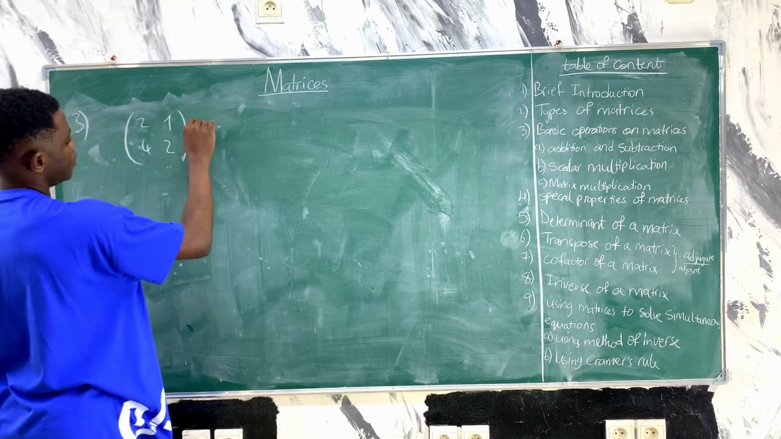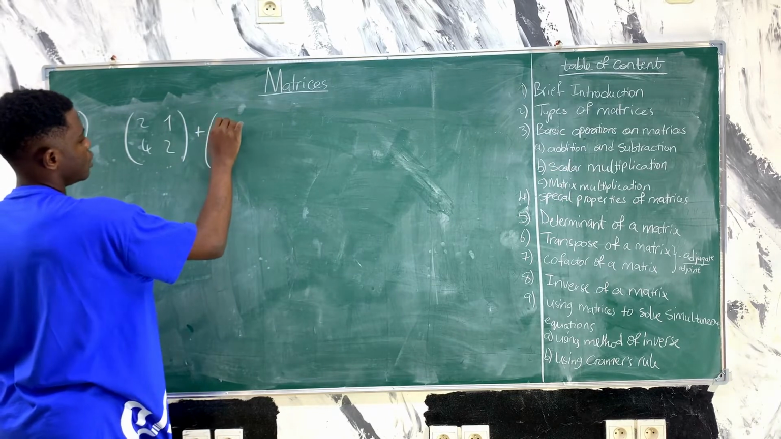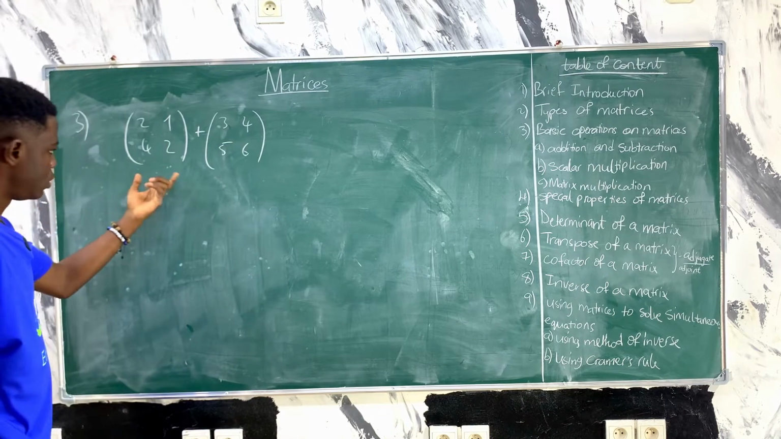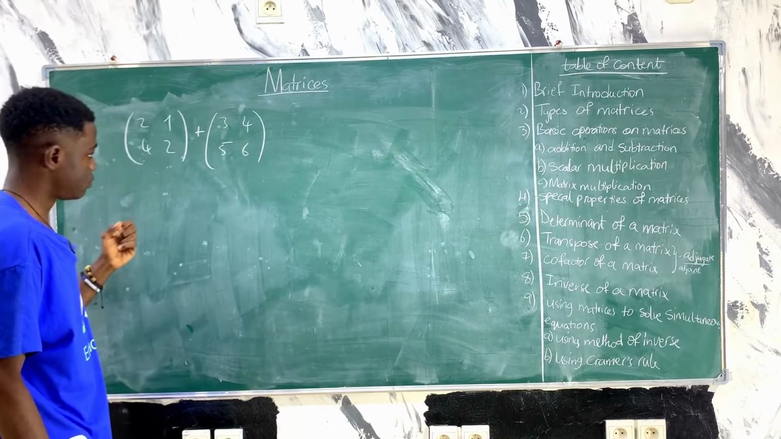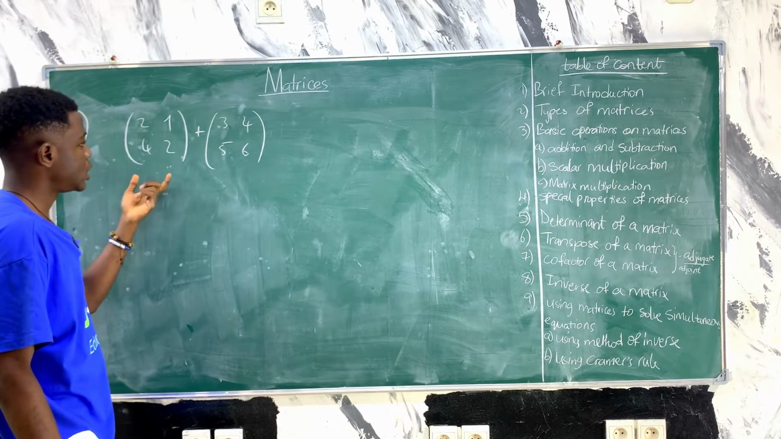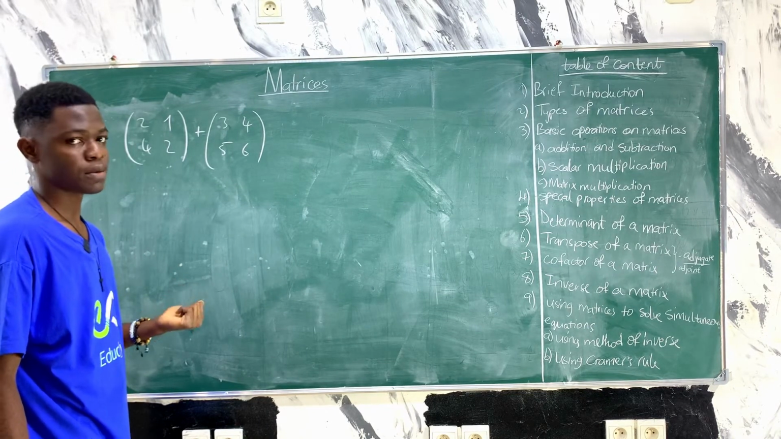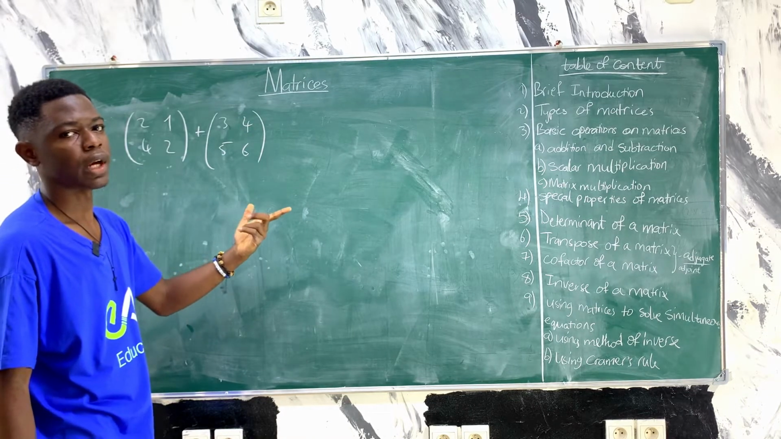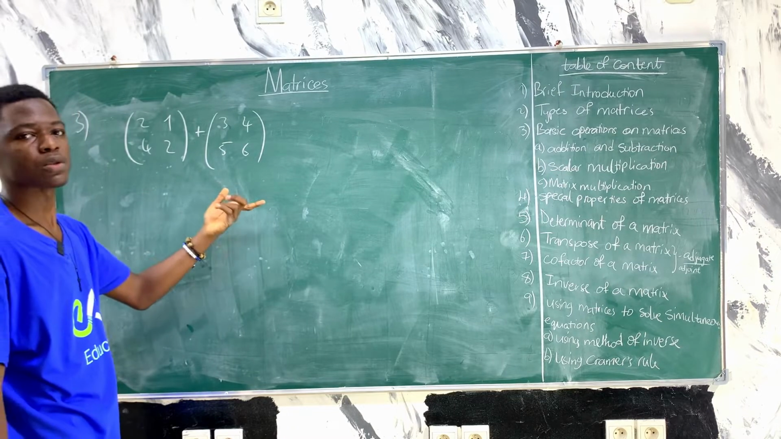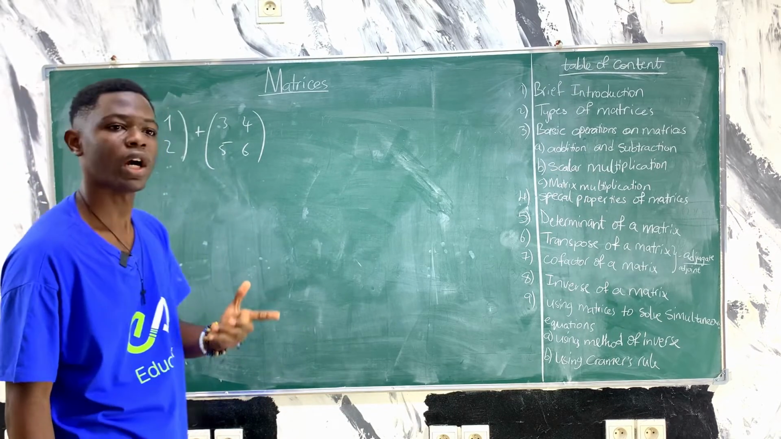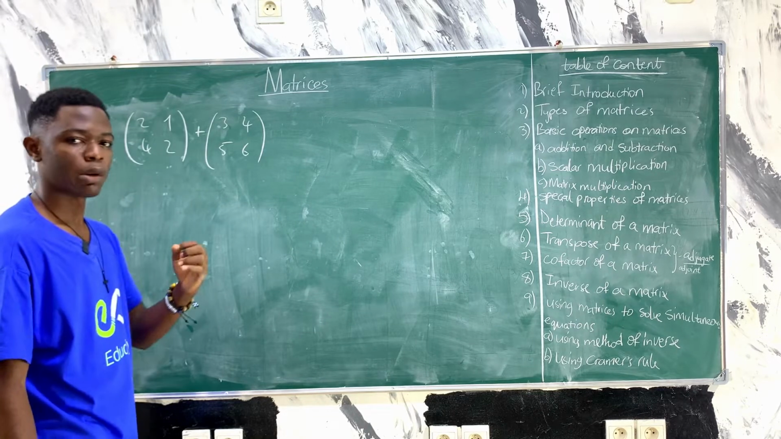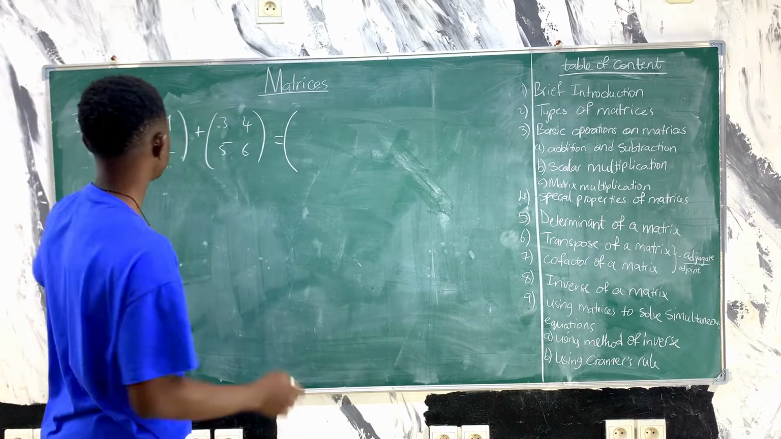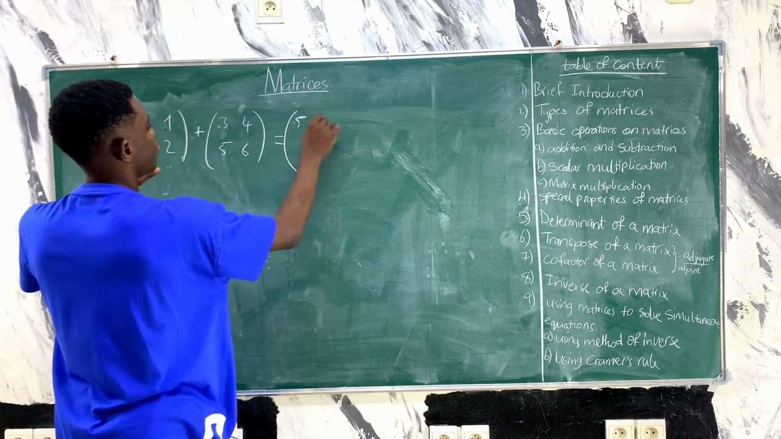For addition, you're going to have maybe 3, 4, 5, 6. This is a square matrix adding a square matrix. Note that the order of the matrices which you add must be the same. You cannot add a 2 by 2 matrix to a 2 by 3 matrix. It cannot be added. So you add a 2 by 2 to a 2 by 2, a 3 by 3 to a 3 by 3, a 2 by 1 to a 2 by 1. The order must be the same. So here, what will be the answer? I think you know it. Plus 4.